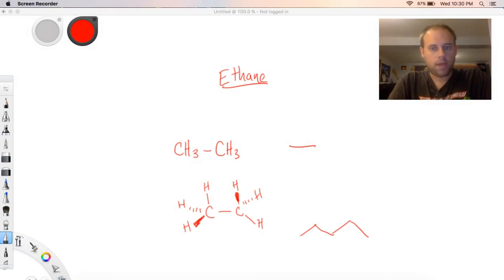All right, so before we get too far into that with the model, let's take a look at how we would draw a Newman projection, a representation of a Newman projection. So bringing the whiteboard back up.